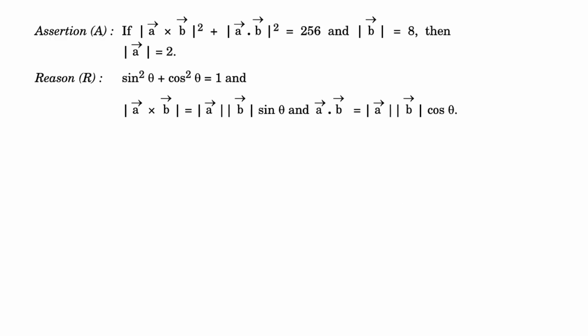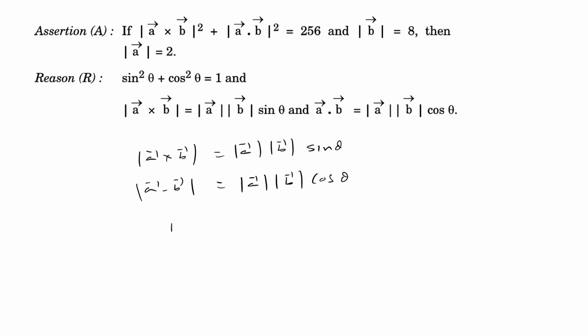The next question is an assertion reason question. We are given magnitude of A cross B square plus A dot B square. So what is A cross B? A cross B is equal to AB sin theta, and A dot B is going to be AB cos theta. If you square them and add them, we get A cross B square plus A dot B square is equal to A square B square.